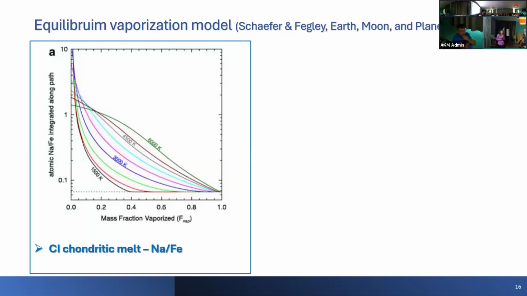And here we can see clearly that for a fixed temperature, the abundance ratio of sodium relative to iron significantly increases when only a small fraction of the melt has vaporized. And this is exactly what we see in our results. So really high sodium to iron ratio, indicating very early vaporization of sodium.